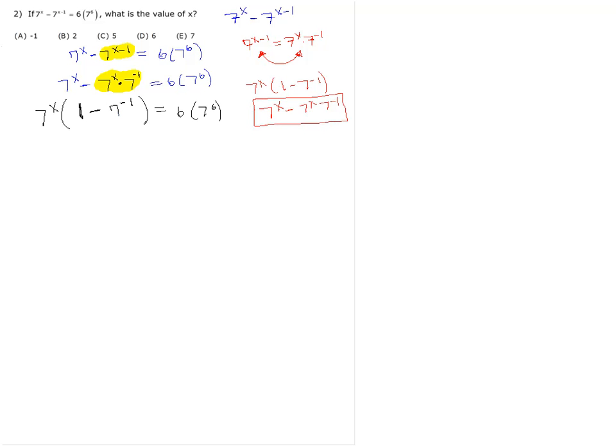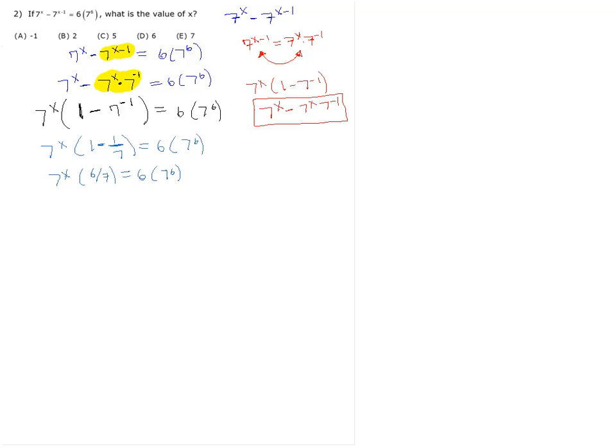Okay, so I would rewrite this. This is 7 to the x times 1 minus, well, let's call it what it is. 7 to the minus 1 is 1 over 7. No need to keep things with negative exponents. Okay, let's just keep whittling it down. 1 minus 1/7, of course, is 6/7. Okay, right side of the equation, nothing much has happened yet.